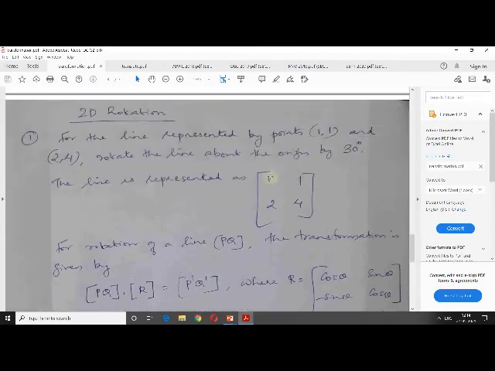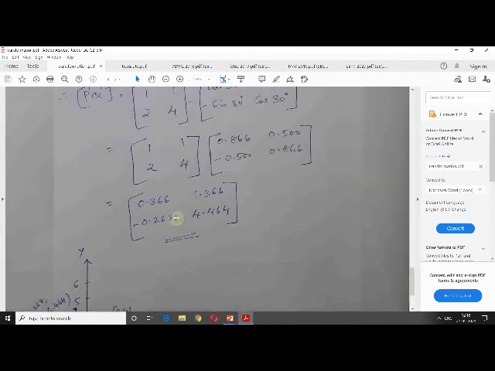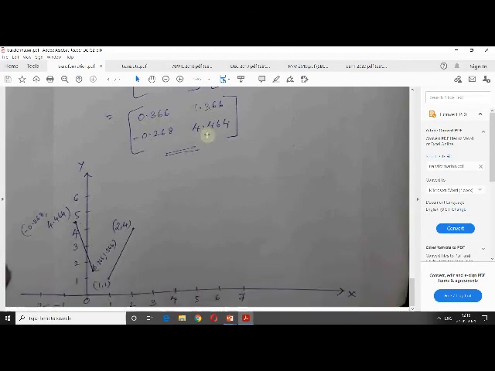So first draw the original line 1, 1, 2, 4. After rotating through an angle of 30 degrees, in the anti-clockwise direction, you get 0.366, 1.366 and minus 0.268, 4.464. For the first point, the positive x and y coordinates are written. For the second point, the x coordinate is negative, so it will go in the negative x direction, minus 0.268, and 4.464 as the y coordinate. Now you would get the points.